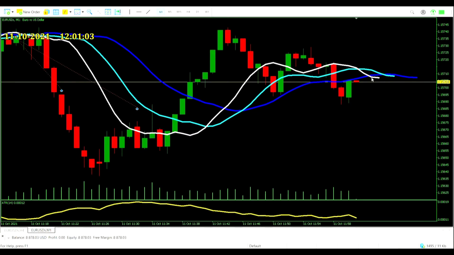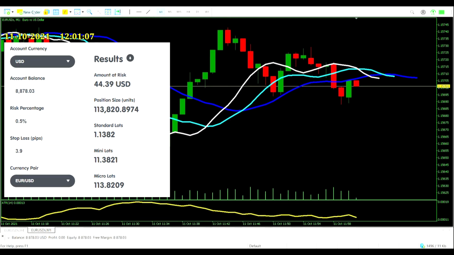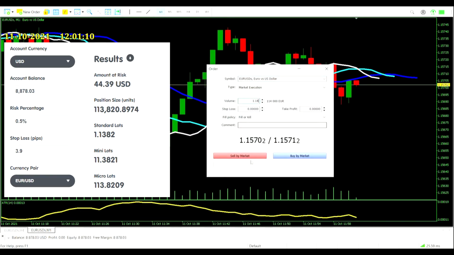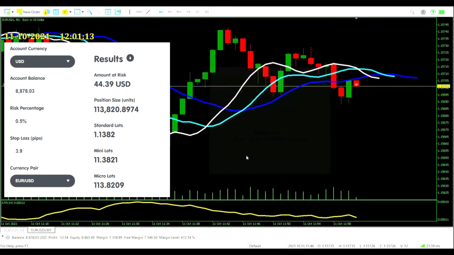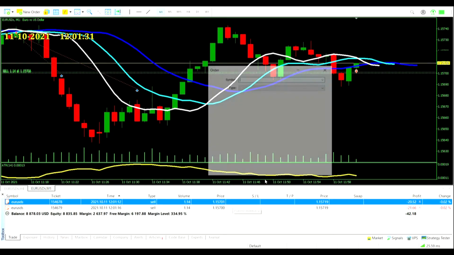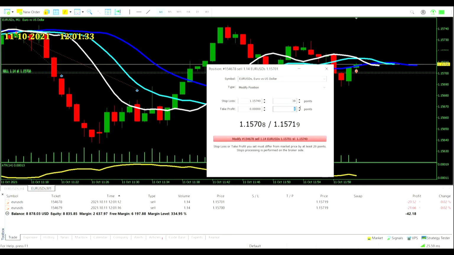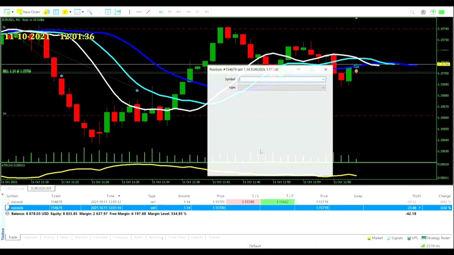The close does come. They have flattened. This is a bit of a sketchy entry, but an entry nonetheless. So our risk calculated on the screen. 1 pipette off there, but let's set the stop loss and the take profit 3 times and 3 times.